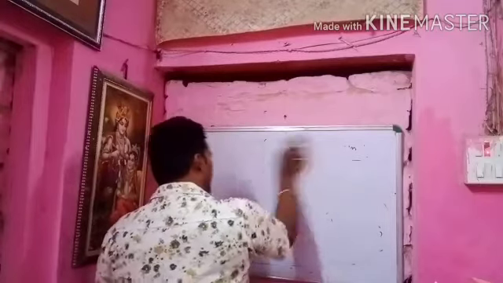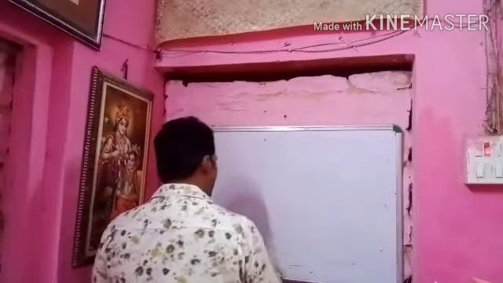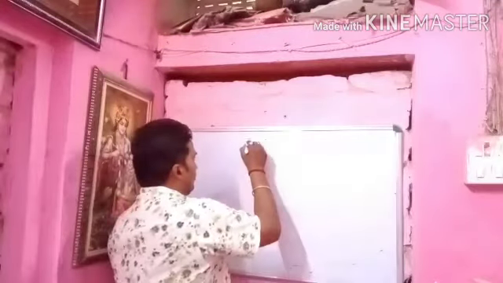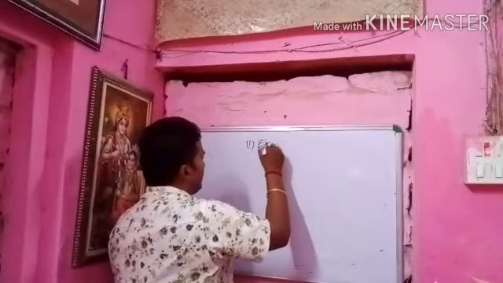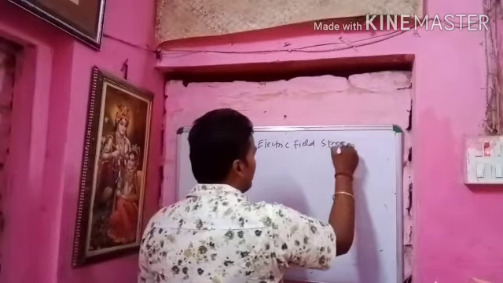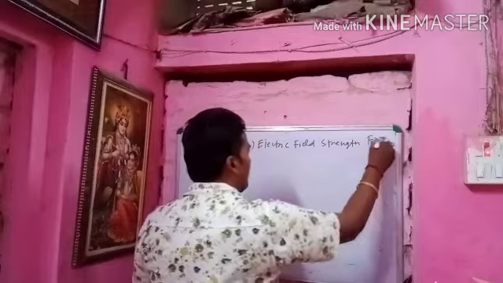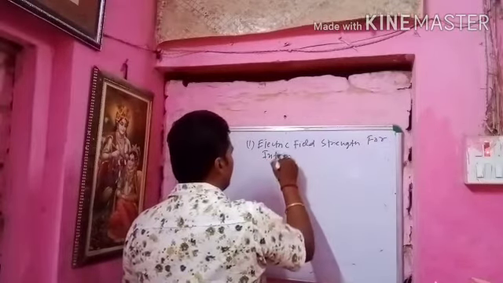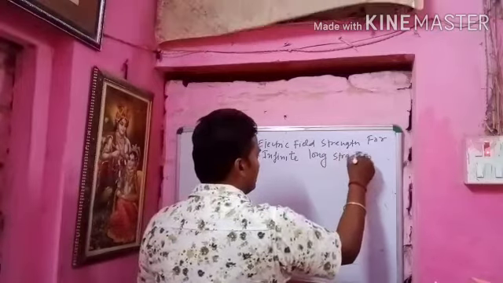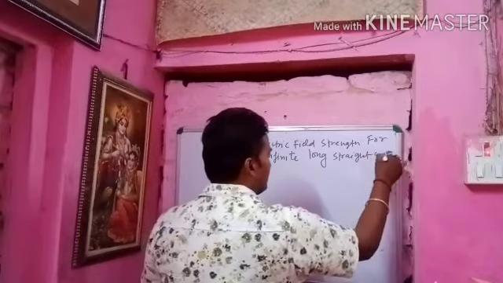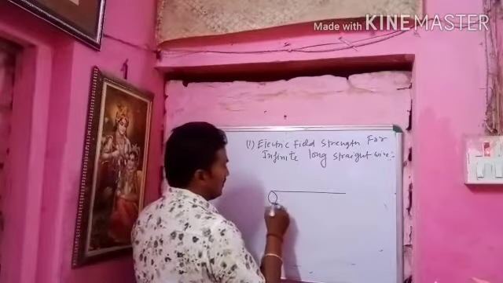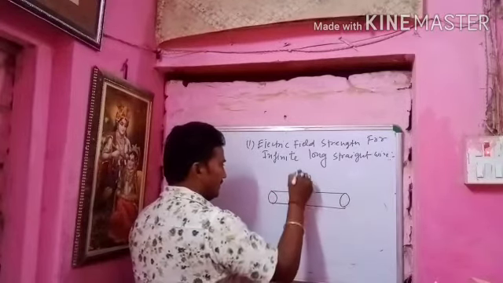The first application of Gauss's theorem is electric field strength for an infinite long straight wire. It is represented by the diagram.